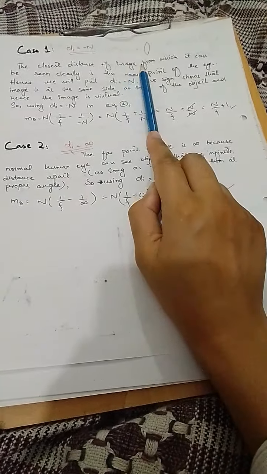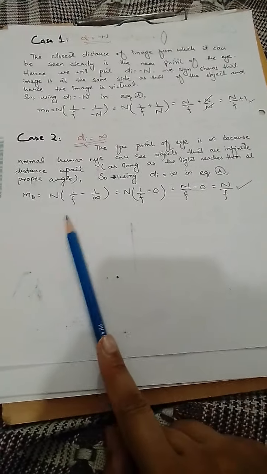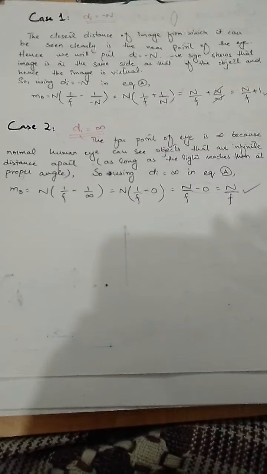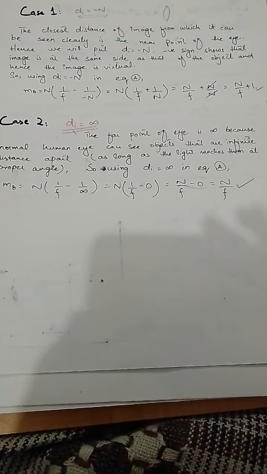Alright, so these two were the cases where the image was formed very near to the eye and where the image was formed very far away from the eye. Right, these are the two cases of the angular magnification using a simple microscope.